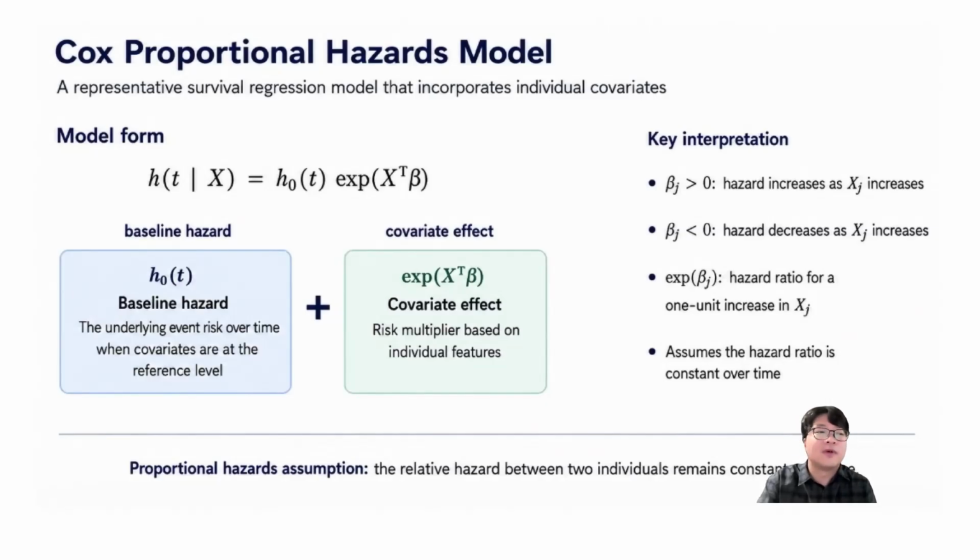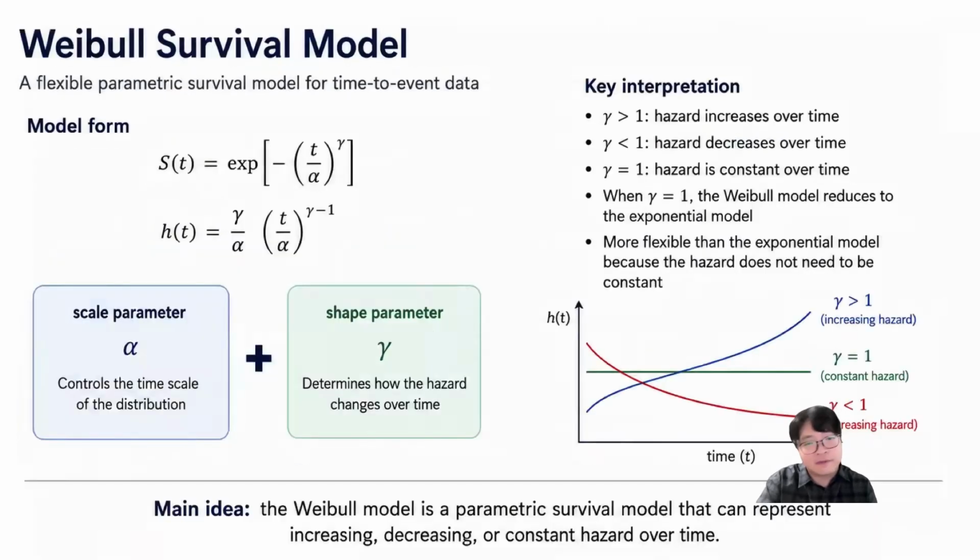This motivates more flexible survival models. The next survival model is Weibull survival model. Unlike the Kaplan-Meier estimator, which directly estimates the survival curve from the observed data, the Weibull model assumes that the survival time follows a specific mathematical distribution. The survival function is written as this. Here, S represents the probability that an individual survives longer than time t.